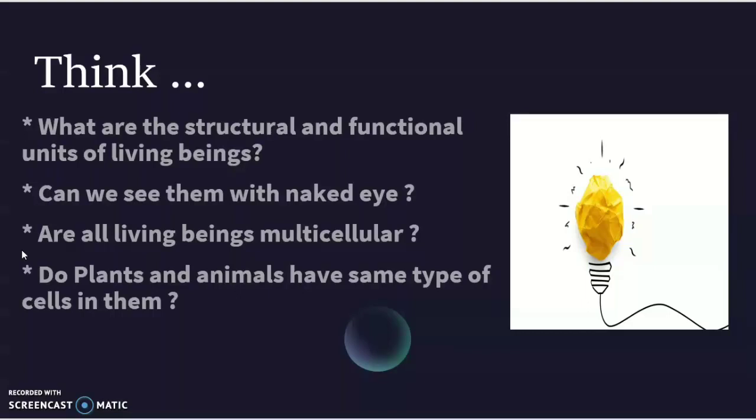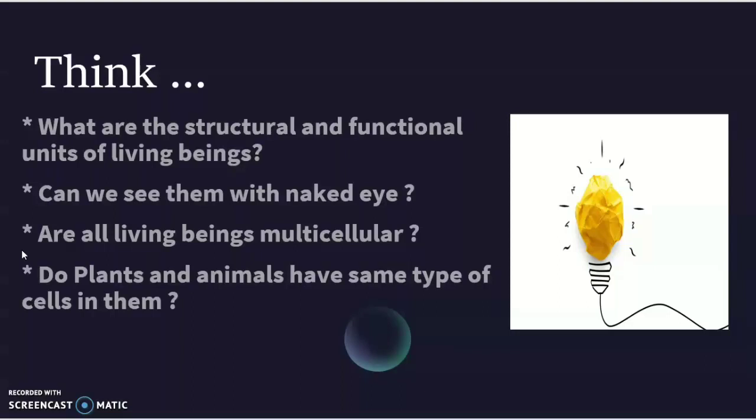Okay. The structural and functional units of living beings are cells. Can we see them? No, we can't see them. They are very minute, very microscopic structures. We can only see them through the microscope, compound or electron microscope. Are all living beings multicellular? No, some of them are unicellular also. Most of the living organisms are multicellular, and some of them are unicellular also.